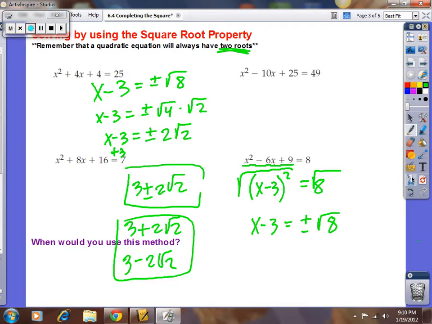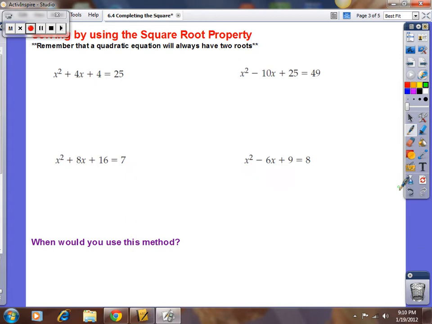Okay, so let's just do one more. This is an example where your roots are not in the set of integers. These are in the set of irrational numbers. So this is where this comes in handy. Before we move on, let's look at this guy right here.